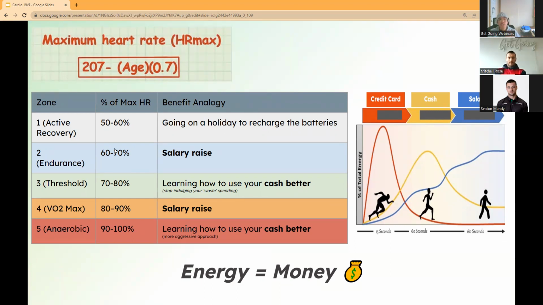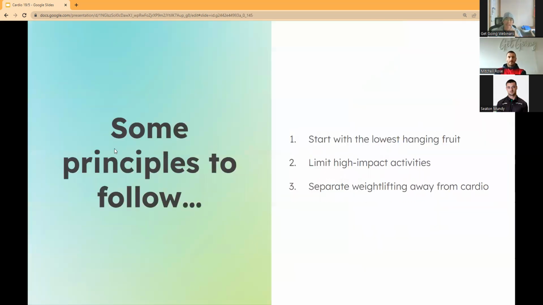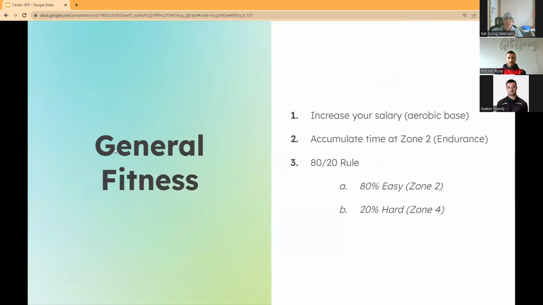Okay. So for those playing at home, 60 to 70% for, I guess, a 30-year-old individual would probably be around 130 to 140 beats per minute. So you want to maintain your heart rate in that zone for as long as you can, and you want to build that over time. In saying that, you can still do hard sessions. All right. So this is where the 80-20 rule will come into play.